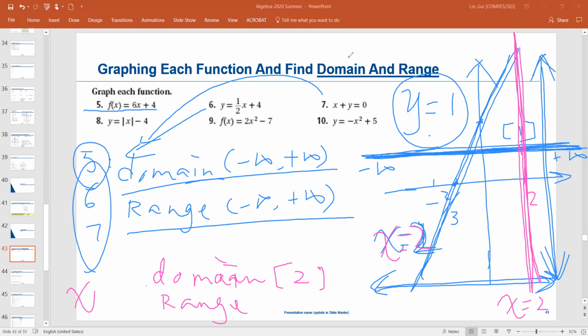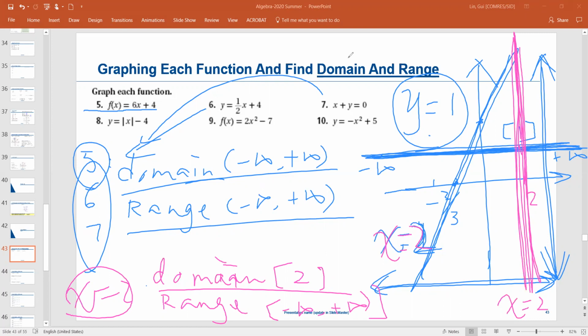I say x equals 2. The domain is only one choice, right? They cannot pick negative infinity or any other numbers other than 2, right? But what about the range? The range is negative infinity to positive infinity. Okay, but in this case, x equals 2 is not a function, all right? It's not a function.